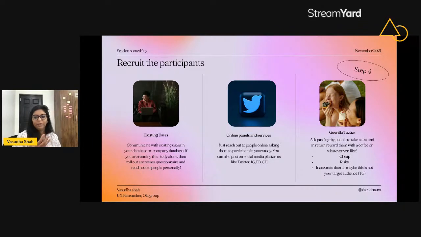So that's one of the reasons why guerrilla is not the best in every atmosphere and throughout the geography, that it could be risky. The third one would be the users could give you inaccurate data, as maybe this is not your target audience. Because with guerrilla research, what happens is you don't really ask them screener questions, right? You're basically just asking people who are willing to interview with you, right?